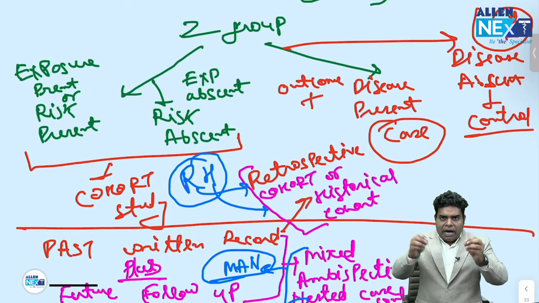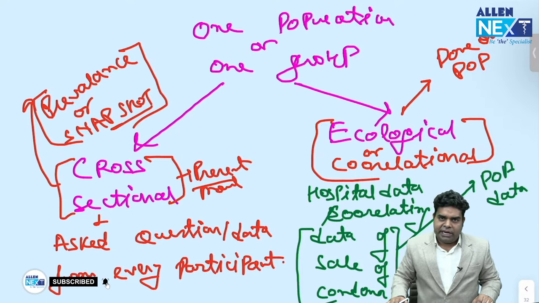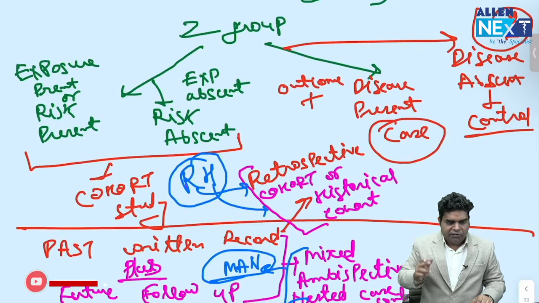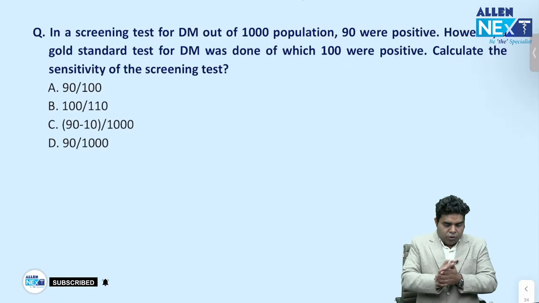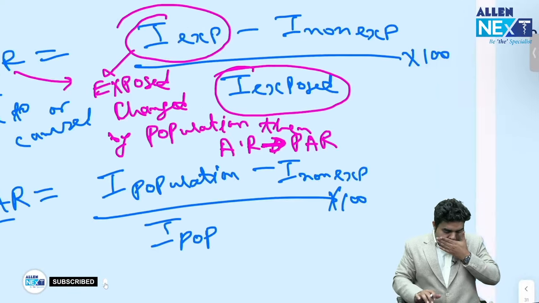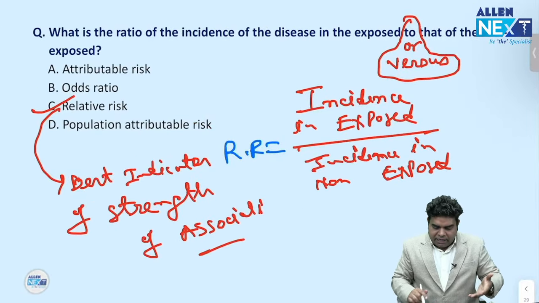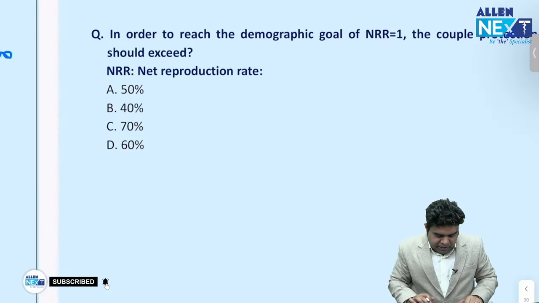So if you just look at this 5-minute summary, you can easily find out which study is done in which case. This is a very important area of discussion and revision before going through your exam. Come to the next question. Before going to the next question, there is one question left. So you understand, exposed to non-exposed is relative risk.